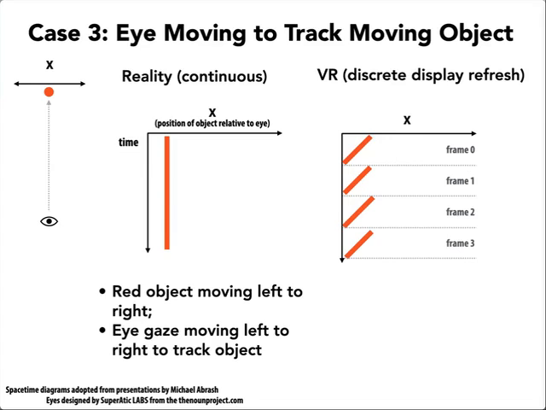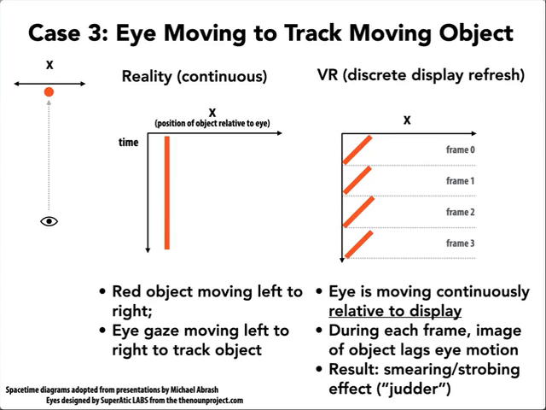Following me? Okay, so the eye is moving continuously relative to the display. During each frame, the image of the object is lagging behind the eye motion, just for that 1/90th of a second. And the space-time diagram looks like this. This turns out to be not okay perceptually. It looks really bad. You can think of it as a smearing and a strobing effect. The name that's often given to it colloquially is judder. So this is visual judder in VR headsets. And it's kind of perceptually unacceptable. You can't ship a headset that has this effect.